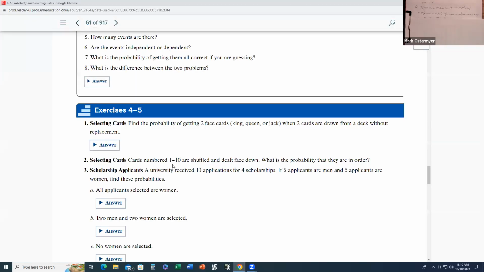Okay, problem number 1 says find the probability of getting 2 face cards. And face cards are like a jack, queen, or king, when 2 cards are drawn from a deck without replacement. Okay, so we're going to look at this problem here.